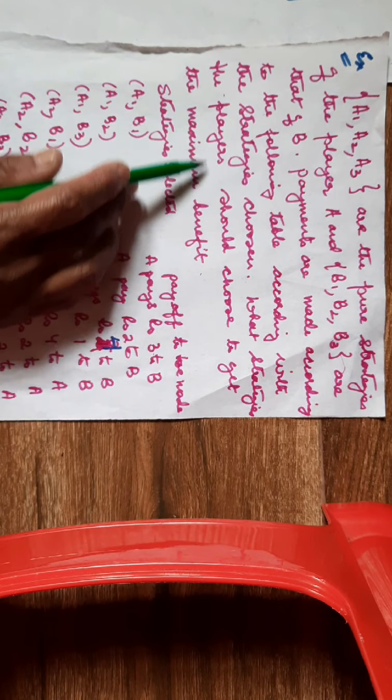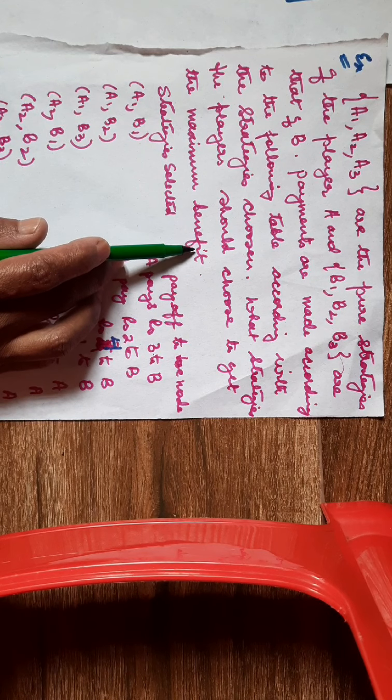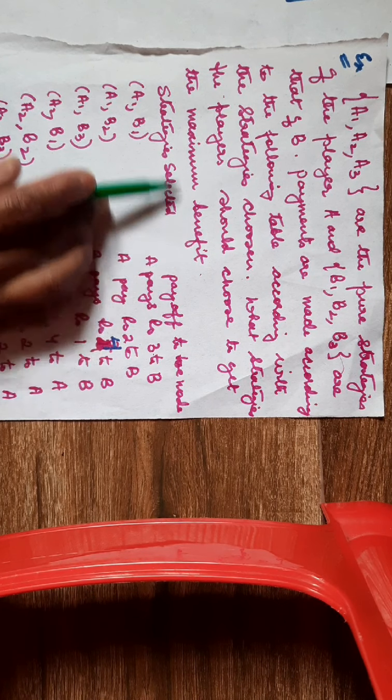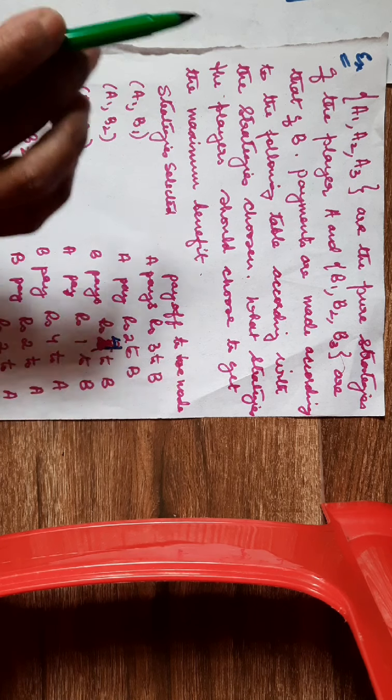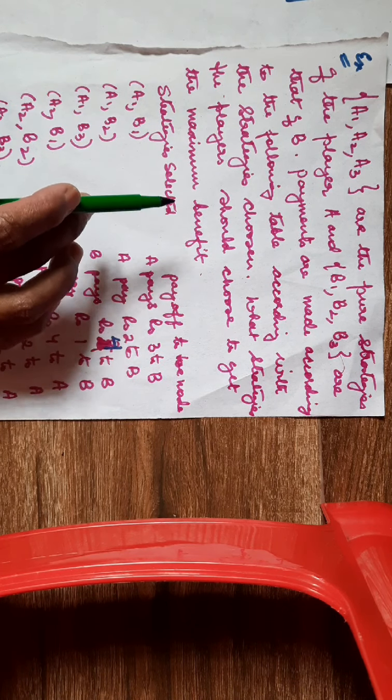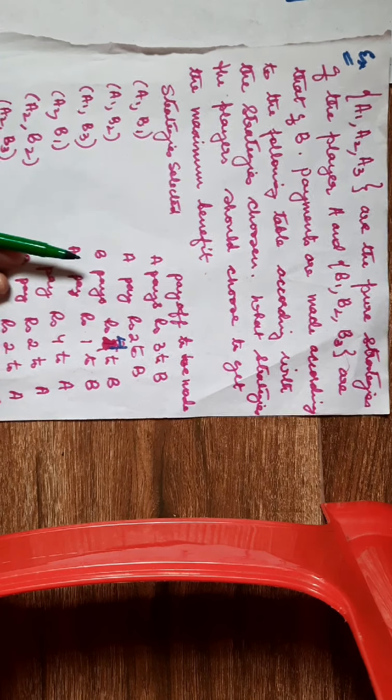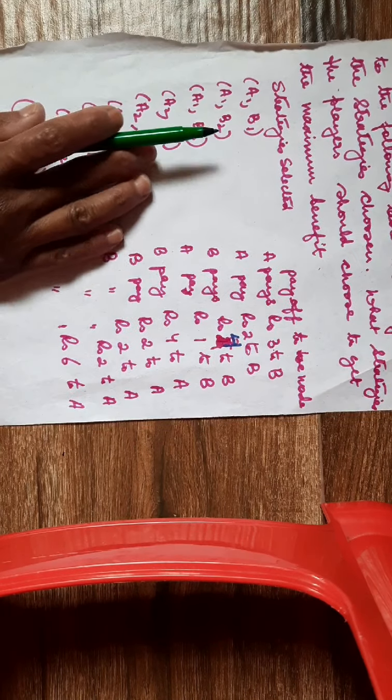So what strategies should the players choose to get the maximum benefit? Now there will be a maximum benefit here, meaning it should be a maximum gain to one player and a minimum loss to the other player. So the table is given as below.